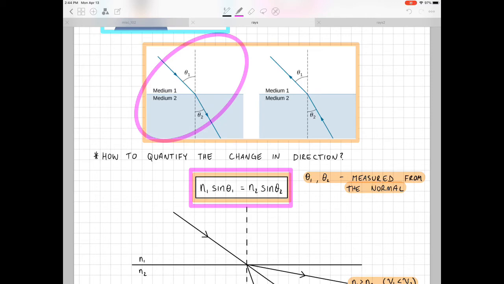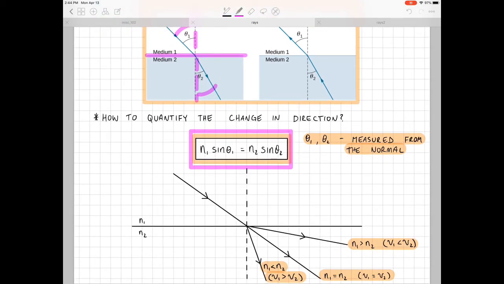So if you look at the picture here, I've got a surface and then my normal to that surface, perpendicular to it. Theta 1 is measured from the normal, and theta 2 will be measured from the normal. Now, since the index of refraction is connected to the speed of light in the given medium, you essentially have a few ways of interpreting what's going on here. So I've got this additional figure down here that I've made.